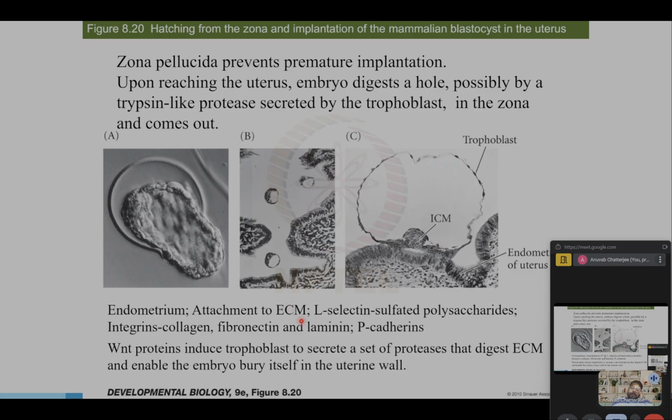So the first attachment is via the ECM. The ECM of the embryo and the ECM of the uterine wall interact, and after that happens, the digestion of the zona pellucida occurs, and then the embryo embeds deep in the uterine wall itself. So it degrades all of this and goes inside the uterine wall instead of sticking to the surface. This entire process is known as implantation.